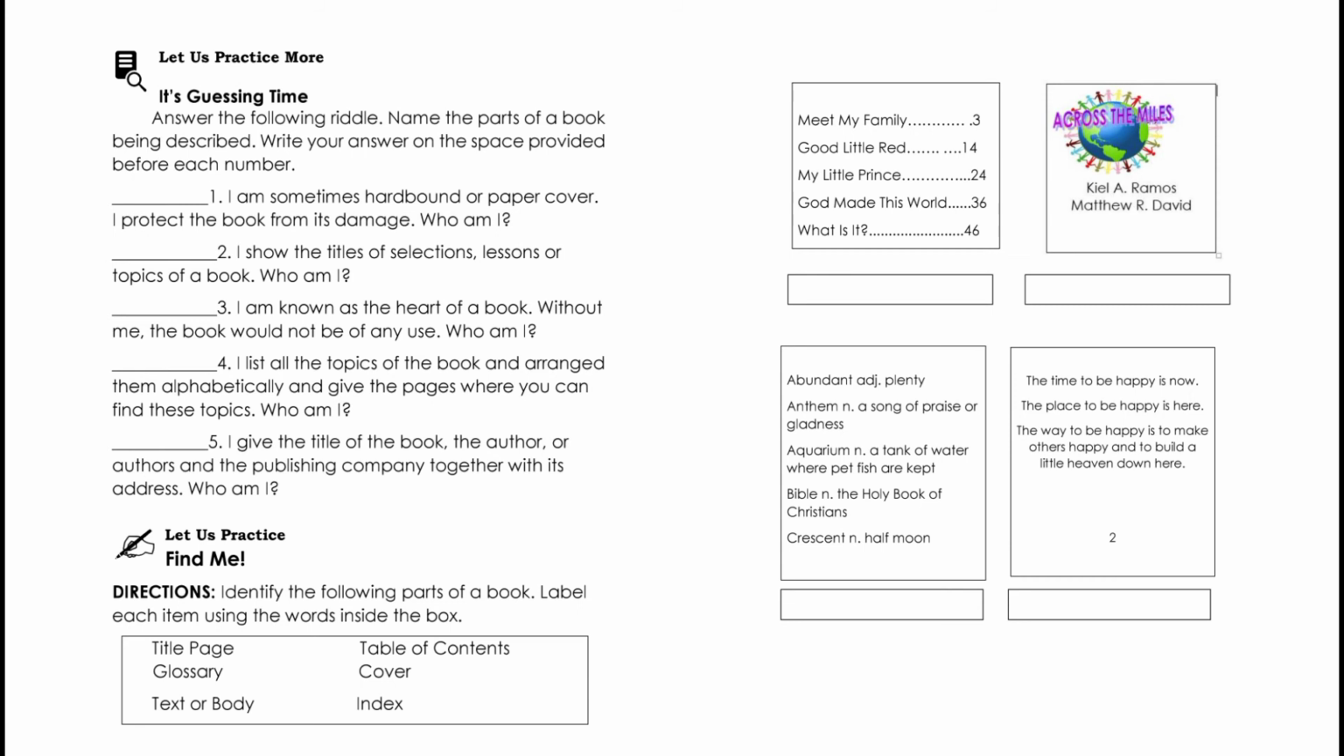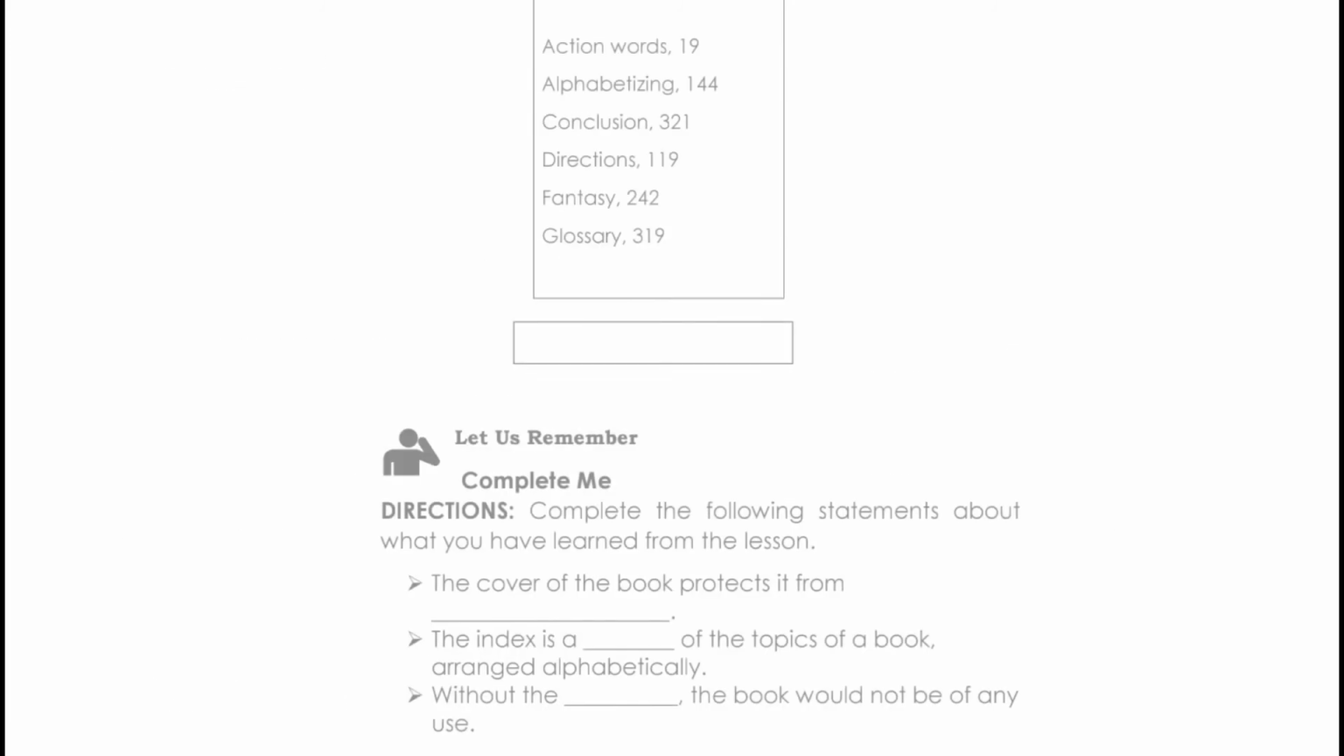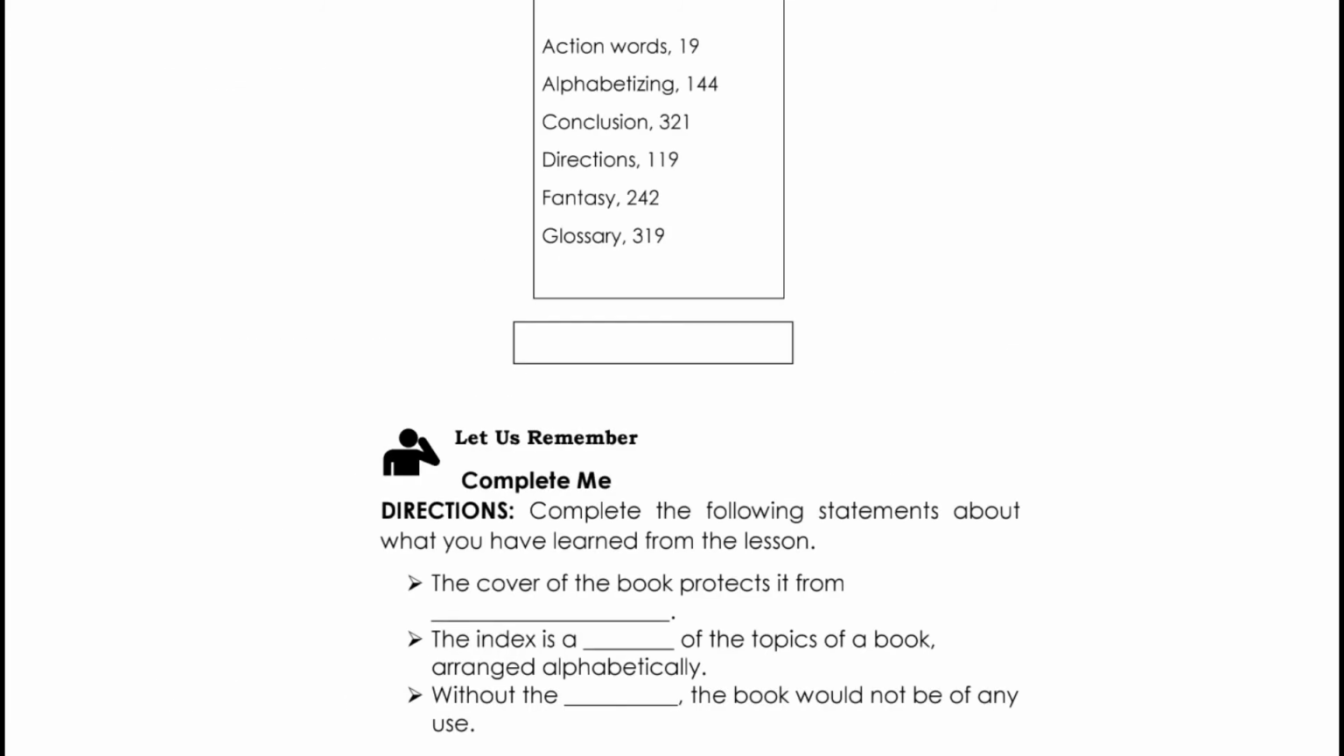Let us practice. Find me. Directions. Identify the following parts of a book. Label each item using the words inside the box. So you will get your answers inside the box. The title page, glossary, text or body, table of contents, cover, index. And then you write them in the box below each picture. Let's proceed.